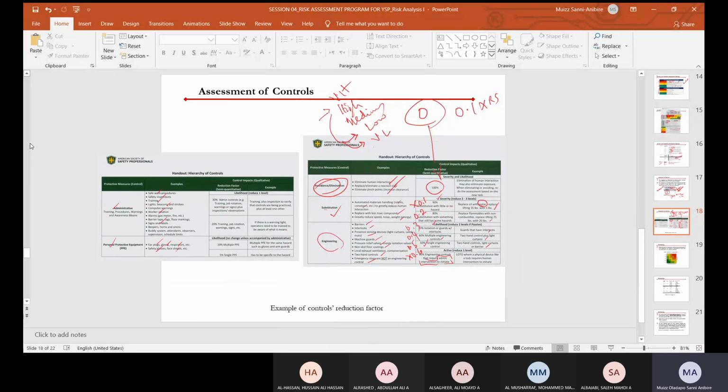And what are the effectiveness of these? For qualitative risk assessment, you bring down the likelihood by what? By 1 level. So you come down from the likelihood, say you have high, you bring it down to medium. Okay, this means 1 level. For PPEs, you cannot change the likelihood. Okay, no change unless accompanied by your administrative control.